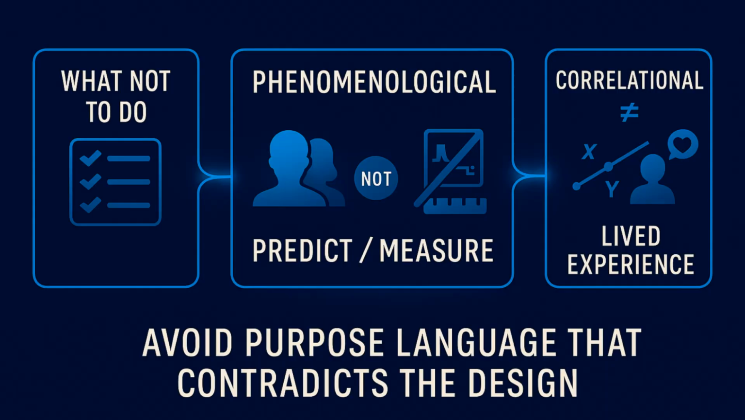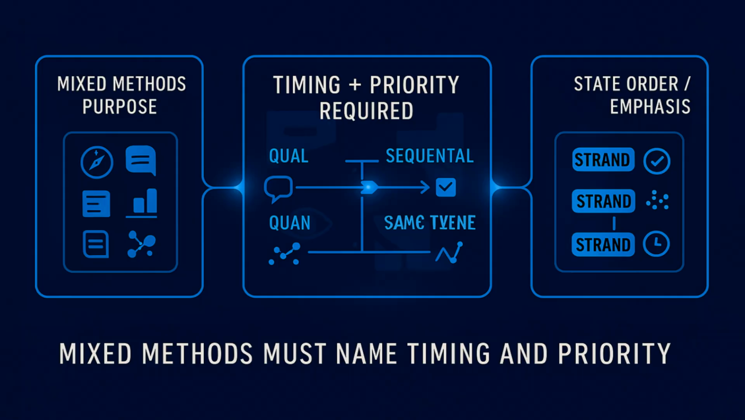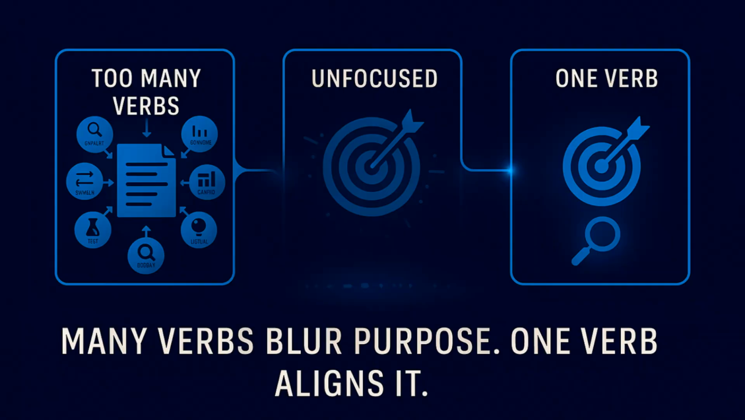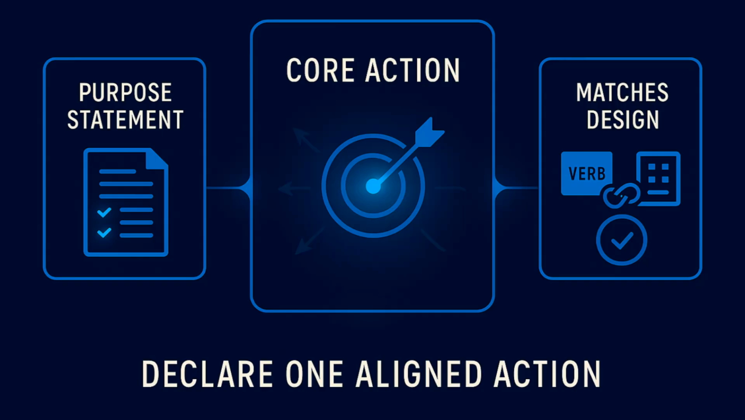Understanding what not to do is equally important. A phenomenological study cannot have a purpose that says it will predict or measure. A correlational study cannot have a purpose that says it will explore lived experience. A mixed methods purpose statement cannot omit the timing or priority of the strands. And a purpose statement must never try to do everything at once. Statements that claim they will explore, measure, compare, test, and explain all in one sentence are not aligned. They are unfocused. A purpose statement should do one thing well: declare the core action of the study that matches the design.